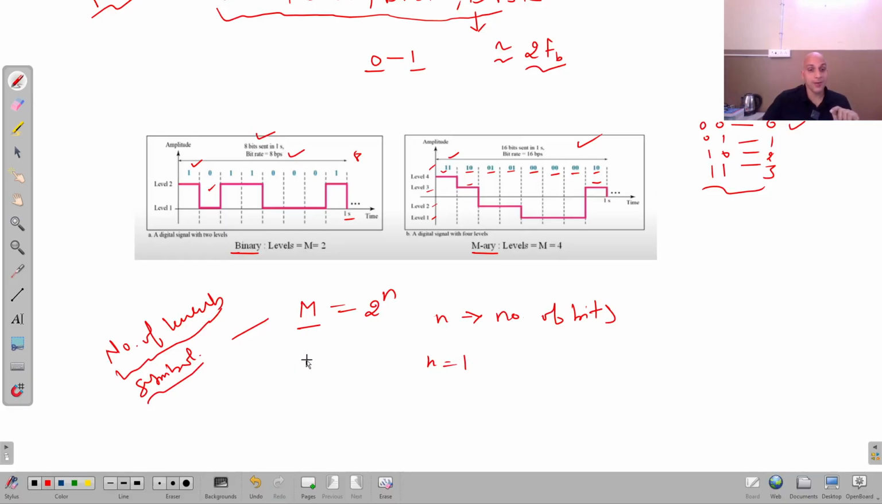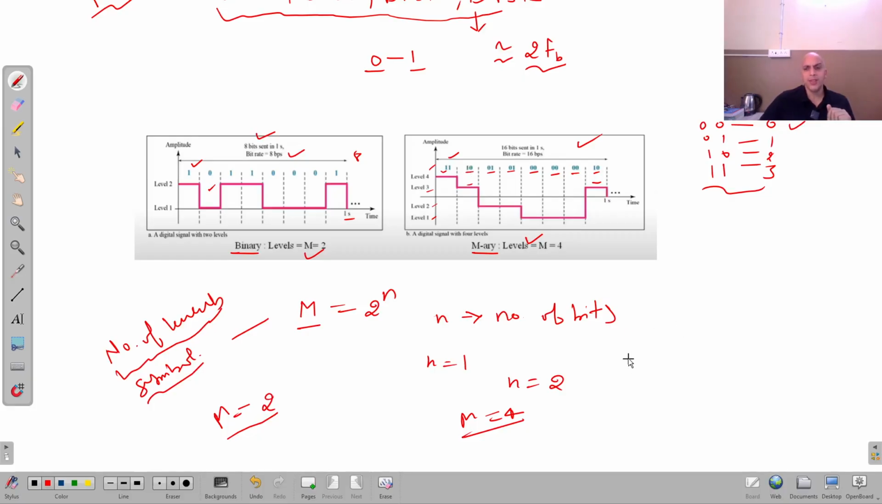Then if I have only 2 raised to power 1, that means 2, so M is equal to 2. So this was the technique that is shown here, right? You can see only 1 bit per sample. But if I take n is equal to 2, then M is equal to 4. You can see here that we are taking 2 bits per sample.